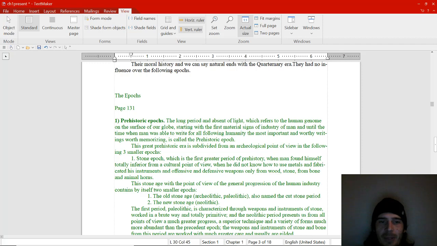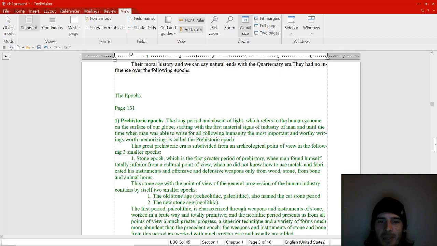Page 131. 1. Prehistoric epochs. The long period and absence of light, which refers to the human genome on the surface of our globe, starting with the first material signs of industry of man and until the time when man was able to write for all, following humanity the most important and worthy writings worth memorizing, is called the prehistoric epoch. This great prehistoric era is subdivided from an archaeological point of view in the following three smaller epochs.